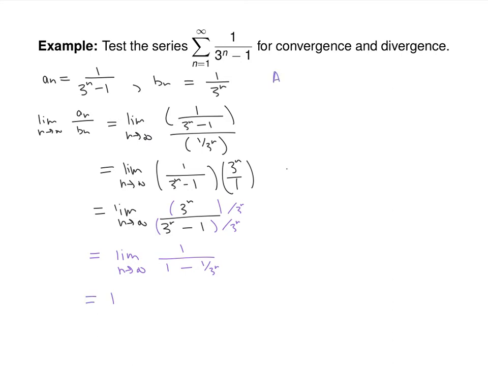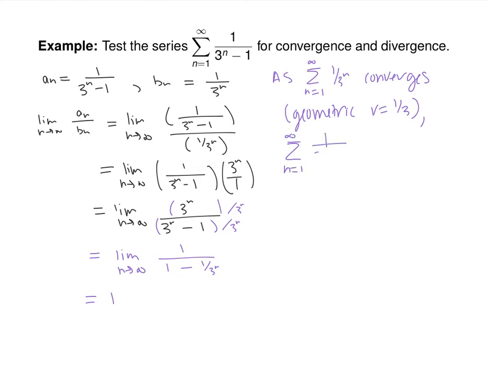Okay, now as your sum from n equals 1 to infinity of 1 over 3 to the n converges, make sure you tell me why. Say it's geometric with r equal 1/3. The sum from n equals 1 to infinity 1 over 3 to the n minus 1 also converges.